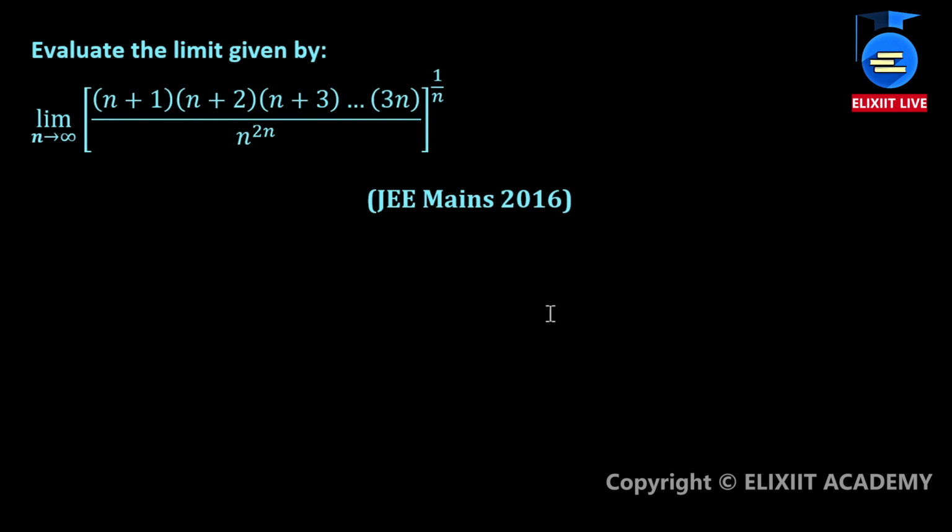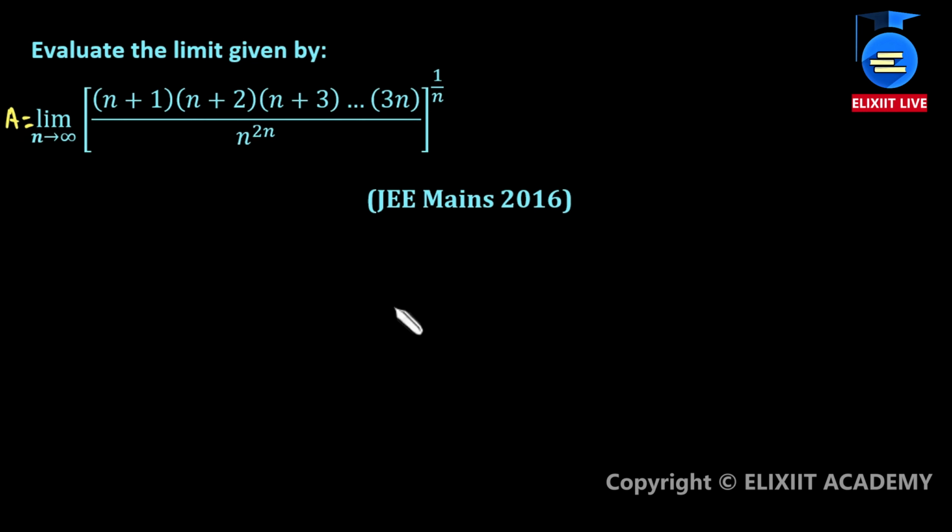Okay, here we have this question asked in JEE Mains 2016. You're asked to evaluate this limit, n tends to infinity. Again, some product terms are given, 4 to the power 1 by n is given. Simple idea. What I do? Over here, I take this to be a, suppose. I evaluate this by taking log on both sides, right?